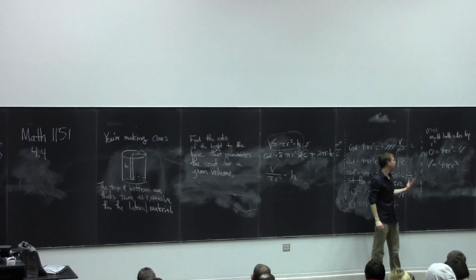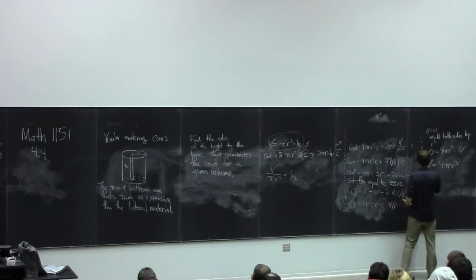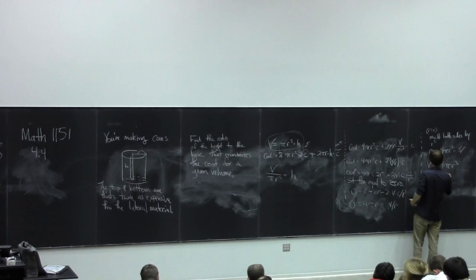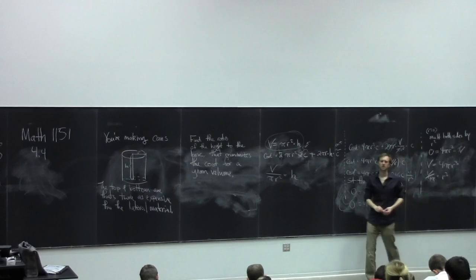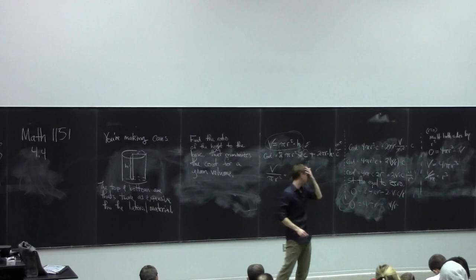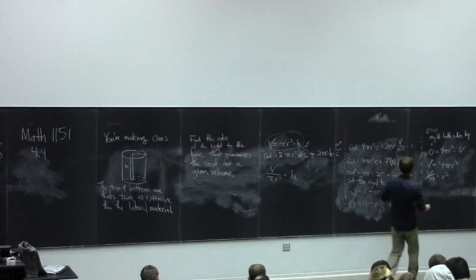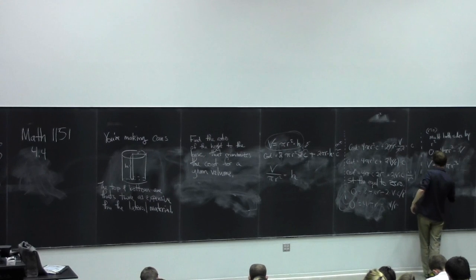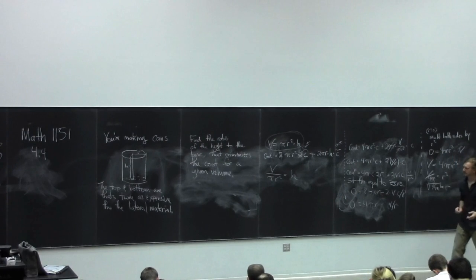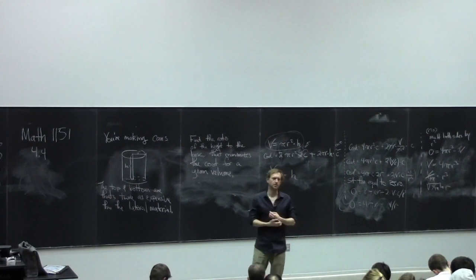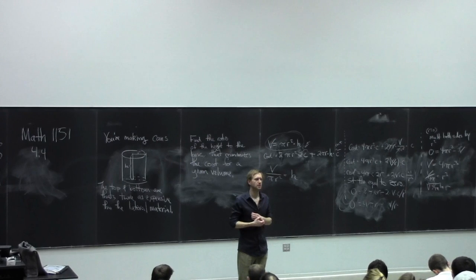Now I can divide both sides by 4 pi, and I get v over 4 pi is equal to r cubed. And I can solve this. I take the cube root of both sides, and I get the cube root of v over 4 pi is equal to r. Awesome. Okay, so I'm done, right? Am I done?